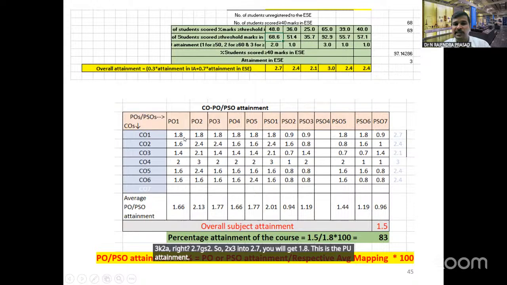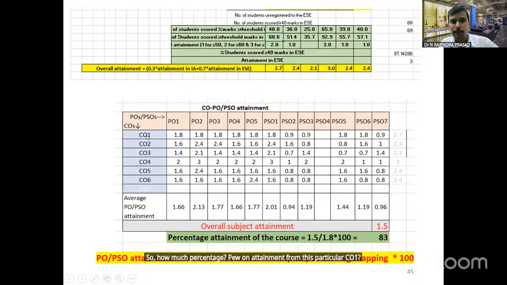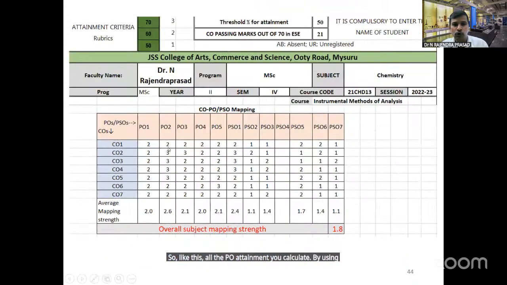So how much percentage PO1 attainment from this particular CO1? 1.8 is for 3. That is 60%. 60% attainment. So your students put together, they have attained PO1 only to 60%. So like this, all the PO attainment you calculate by using this table, 2 by 3 again.